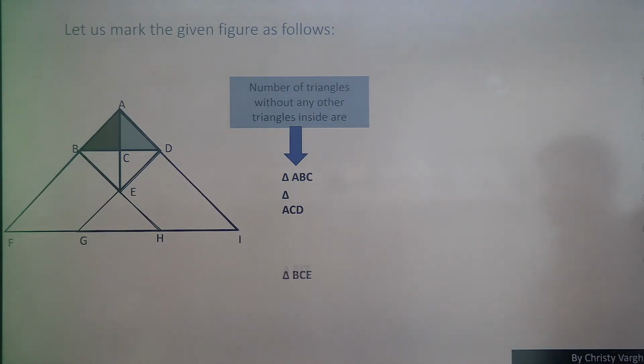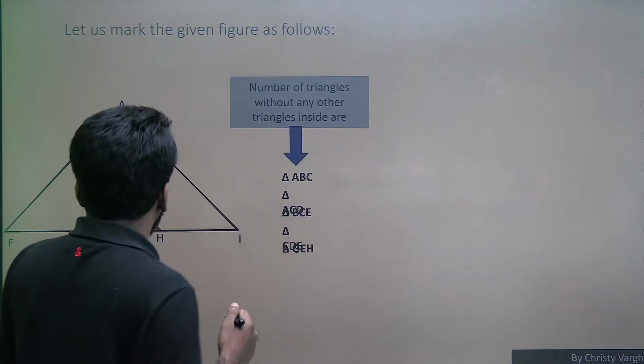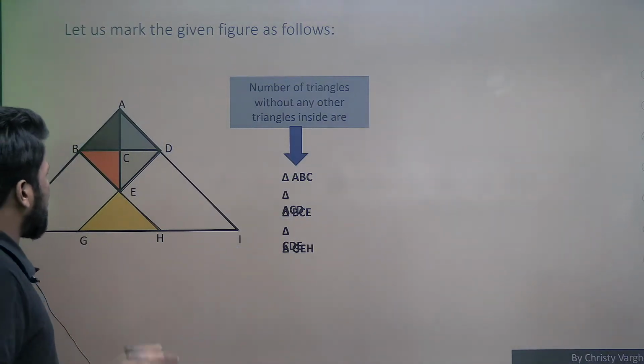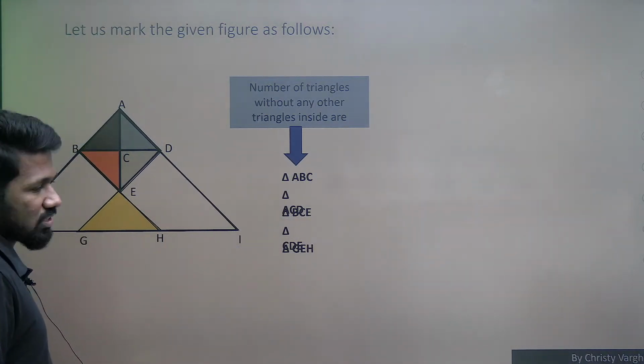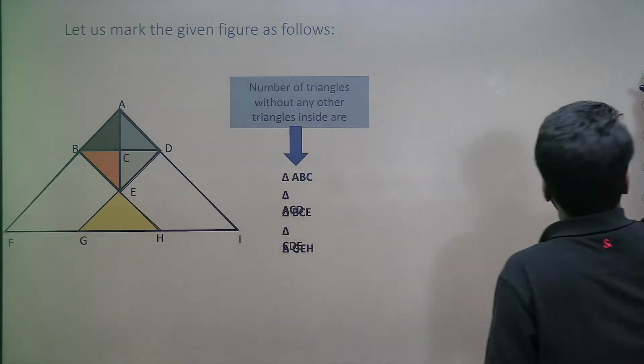1, 2, 3, 4. Yeah, there is some alignment issue. 4 and 5. Can you see this 5? A, B, C, A, C, D, B, C, E, C, D, E and G, E, H. These 5 triangles. That 5 triangles, all of you are clear.